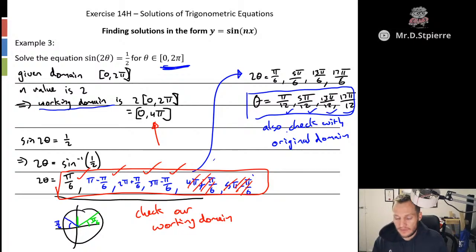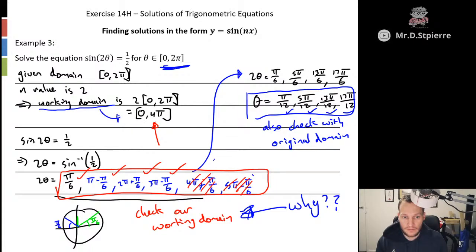Now this raises the question, well, if we can check at the end with the original domain, why do we even bother with the working domain? Well, it just adds a little bit of efficiency. It's really easy to find the working domain. You're literally multiplying by your n value. So that's not very hard. That's super easy.